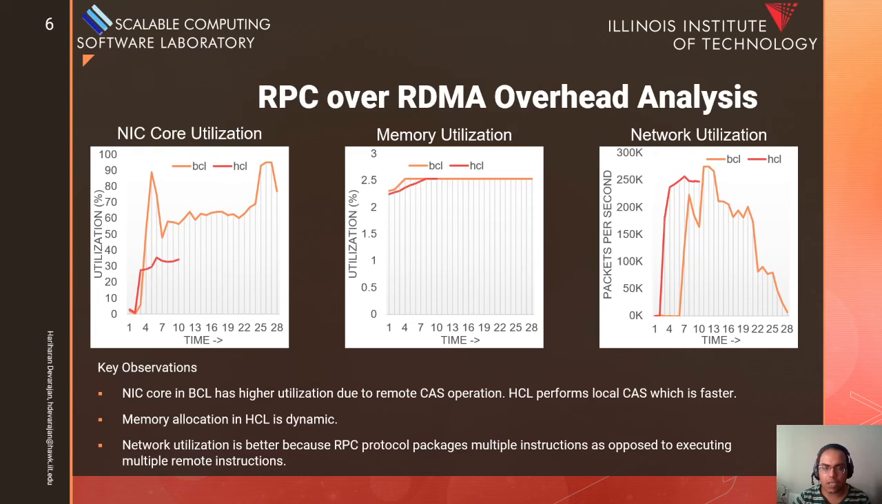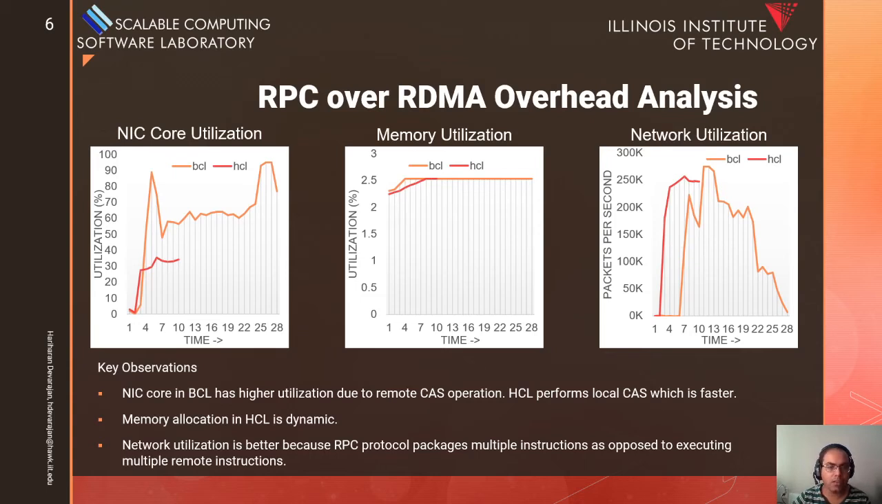As HCL allocates memory using shared memory, it is not allocated at the start but dynamically. Hence, the memory usage for HCL reaches the peak memory usage based on when the application allocates this.